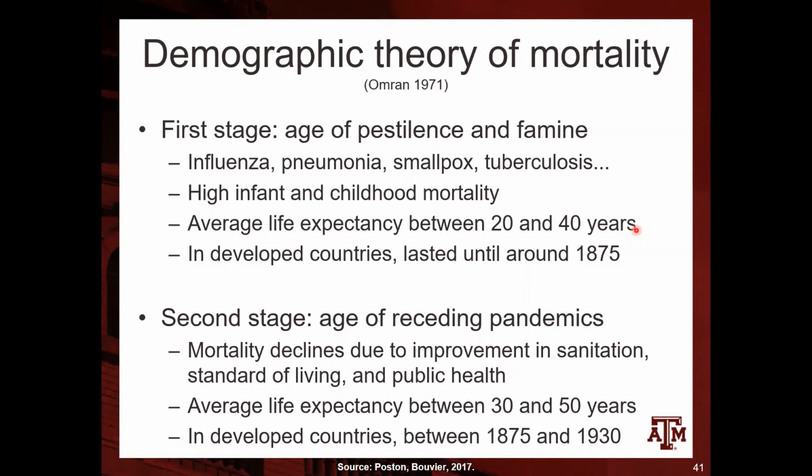So that's the age of receding pandemics. Mortality declines due to improvements in sanitation, standard of living, and public health. It's not just the economy, but we also better understand how we get sick and how to deal with that. So we implement public health policies in order to improve people's quality of life. And then the average life expectancy increased to between 30 and 50 years of age. And in developed countries, that period lasted between 1875 and 1930, right?